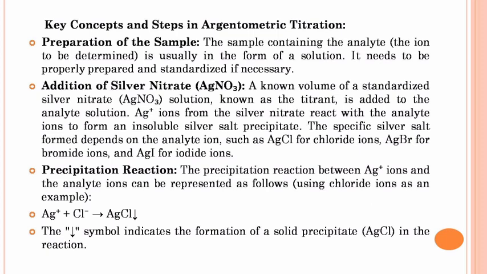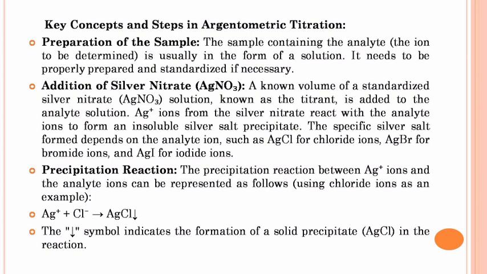Key concepts and steps in argentometric titration. First, preparation of the sample. The sample containing the analyte, the ion to be determined, is usually in the form of a solution. It needs to be properly prepared and standardized if necessary.